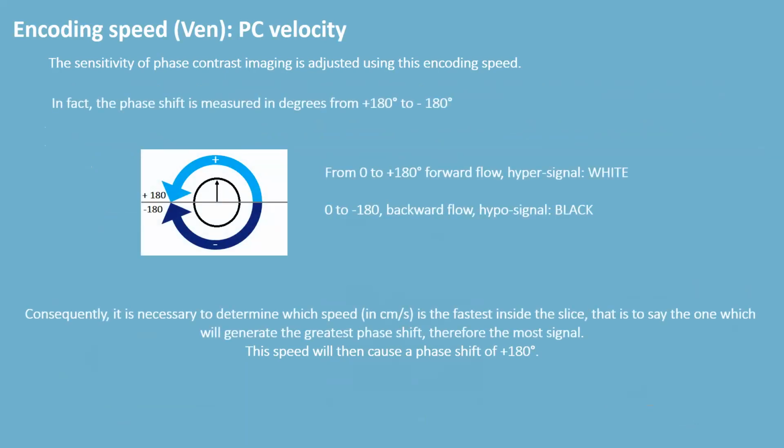For the encoding speed, or velocity, the sensitivity of phase contrast imaging is adjusted by using an encoding speed. In fact, this is applied from 0 to 180 degrees. For the forward flow, I get a signal in white, and for the inverse flow, a signal in black. Consequently, it's necessary to determine which speed in centimeters per second is the fastest inside the slice, the one with which we can generate the greatest phase shift.